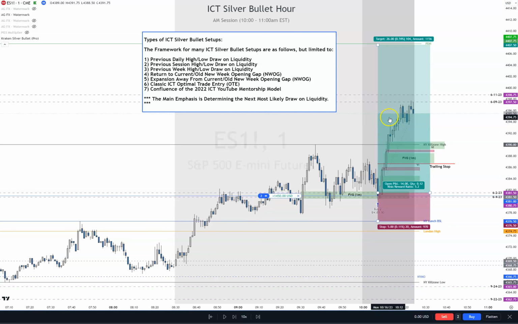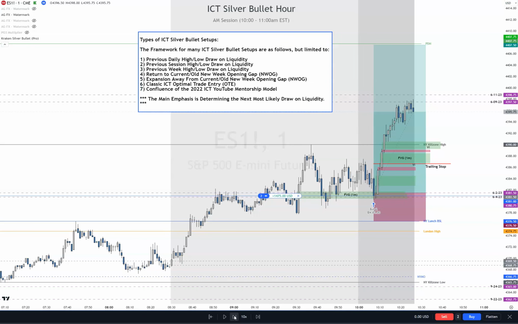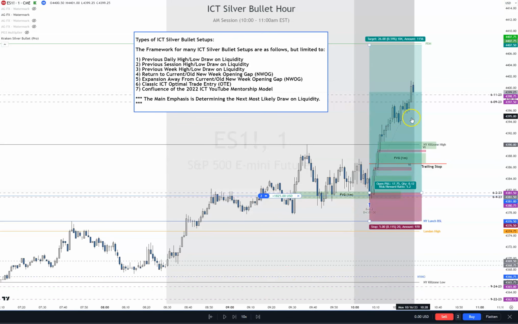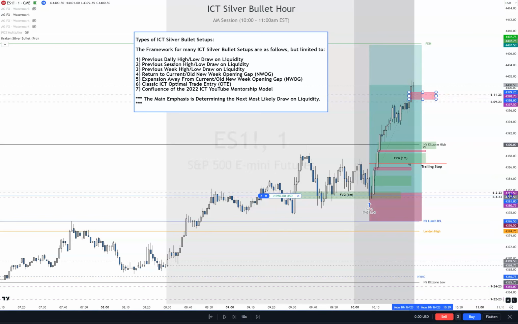Expecting a reaction like this when you get close to the new week opening gap, because it's just normal. Okay, that now leaves a new fair value gap. Select it. Okay, so there's one. There's a volume imbalance here. There's a volume imbalance here.